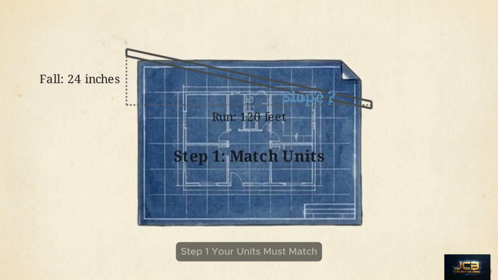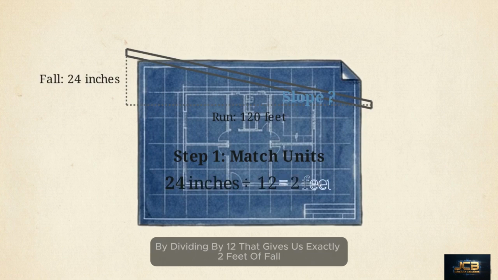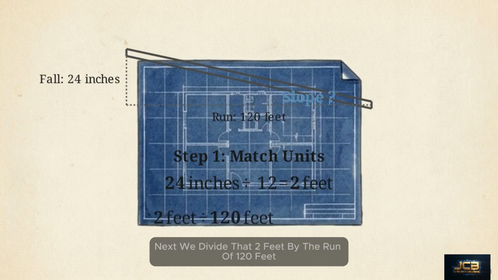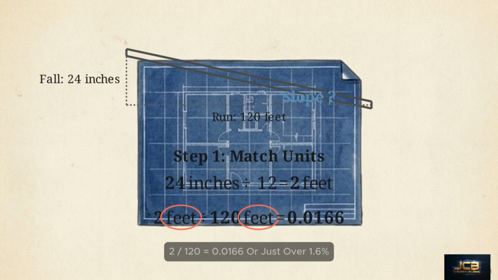Step 1, your units must match. Convert the 24 inches of fall into feet by dividing by 12. That gives us exactly 2 feet of fall. Next, we divide that 2 feet by the run of 120 feet. 2 divided by 120 equals 0.0166, or just over 1.6%. Always verify units.